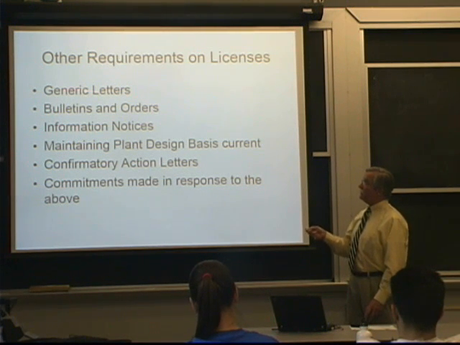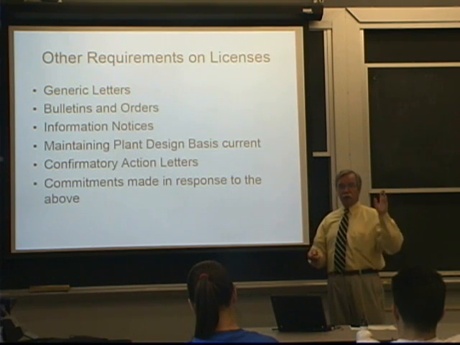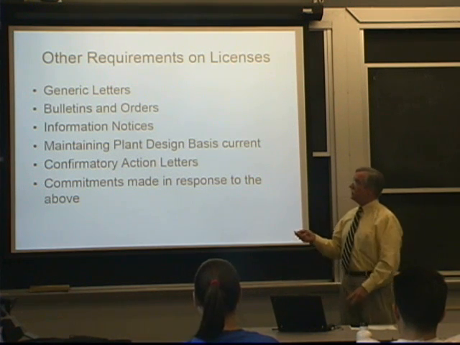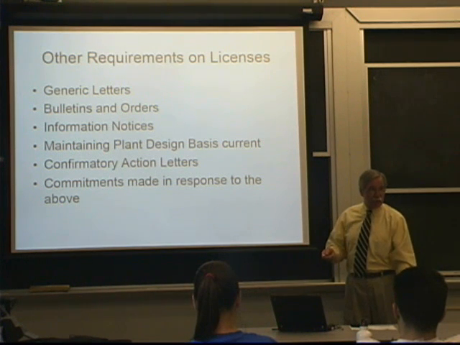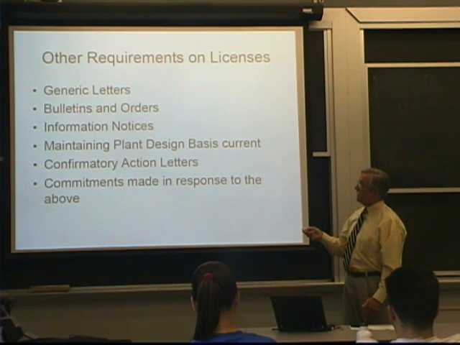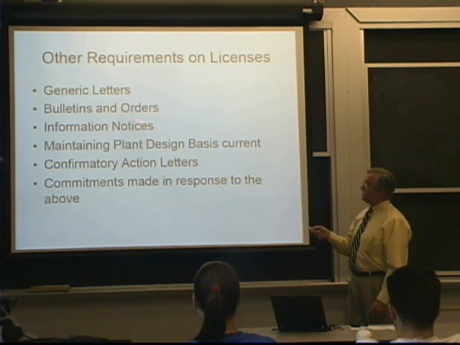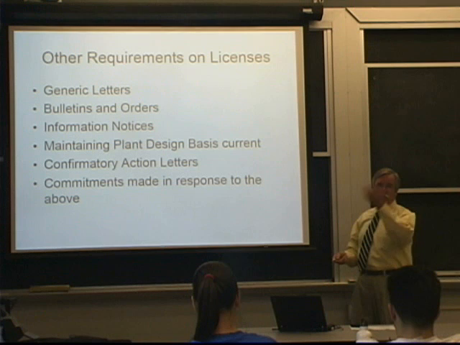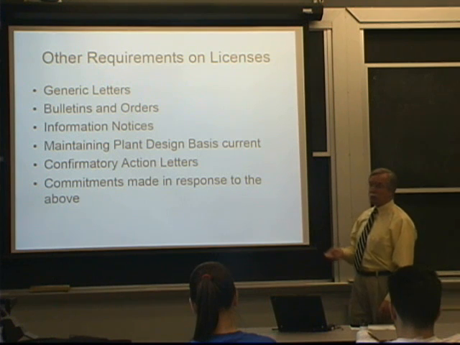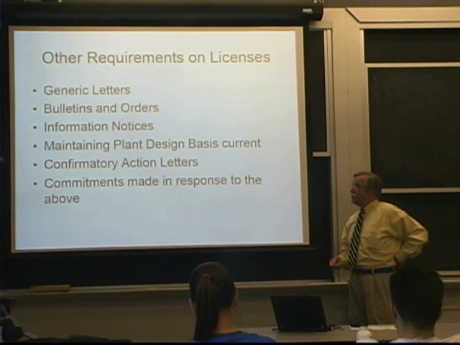The NRC from time to time issues what they call bulletins and orders. If they find there's a problem, they can order every reactor to make a change. It may not be in the general design criteria, but it becomes part of your operating license or design basis because you now have to implement these things on your reactors. The NRC also issues information notices. If there is an accident in a particular plant or a failure of some kind, they will send out a notice to all reactors asking them to review this particular event to see if it applies to them.